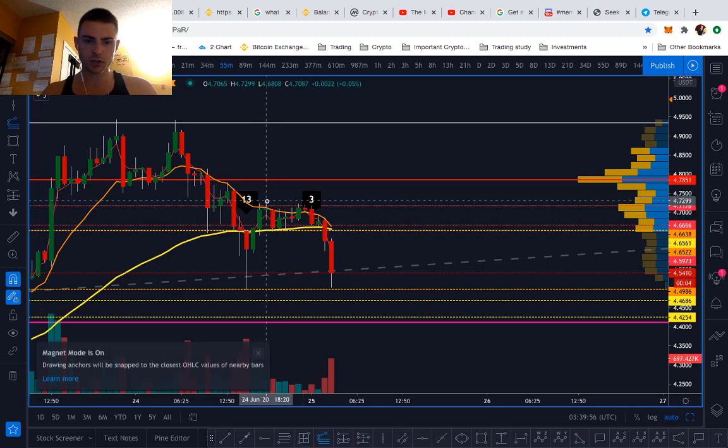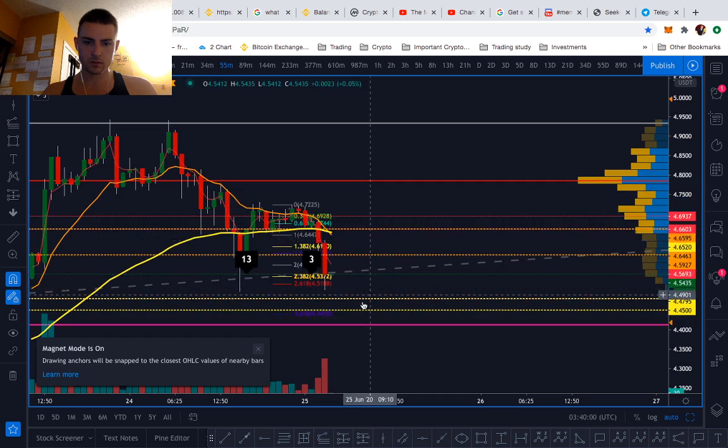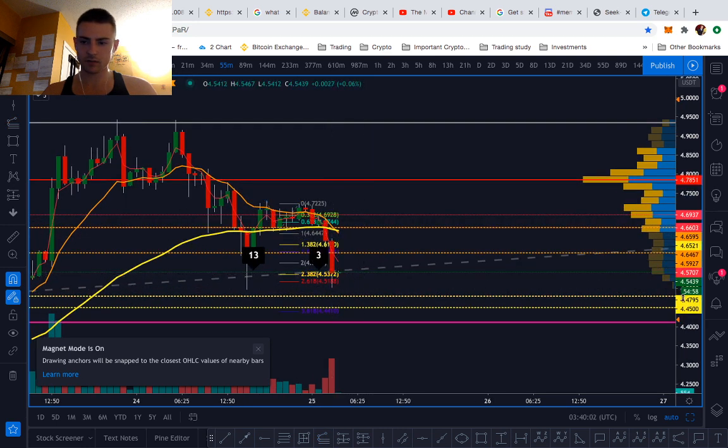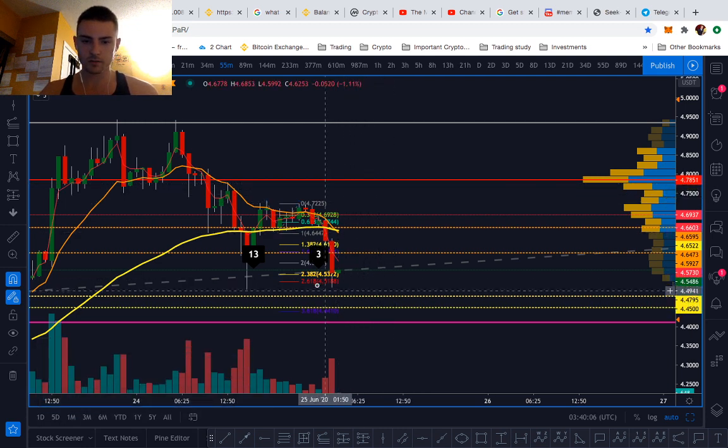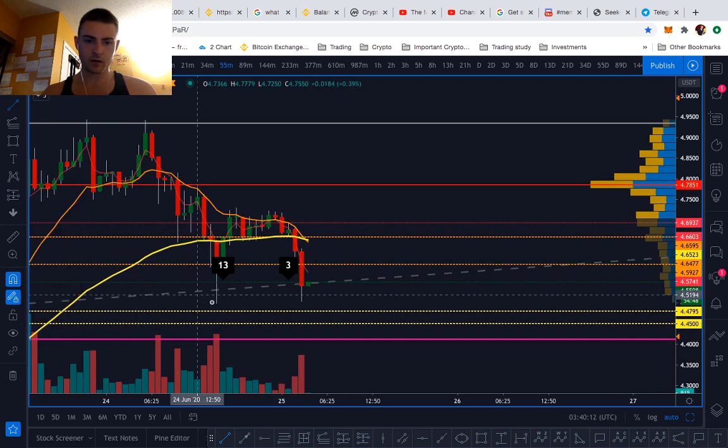But I don't want to just chart, man. I want to see that the 55 started upwards. So this is basically what we have right here.